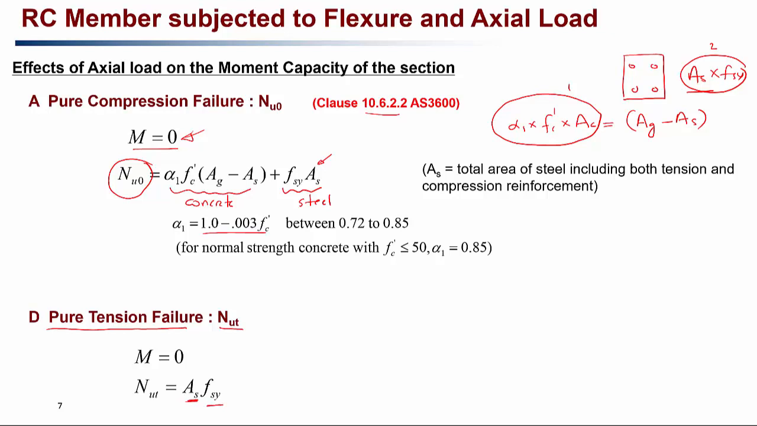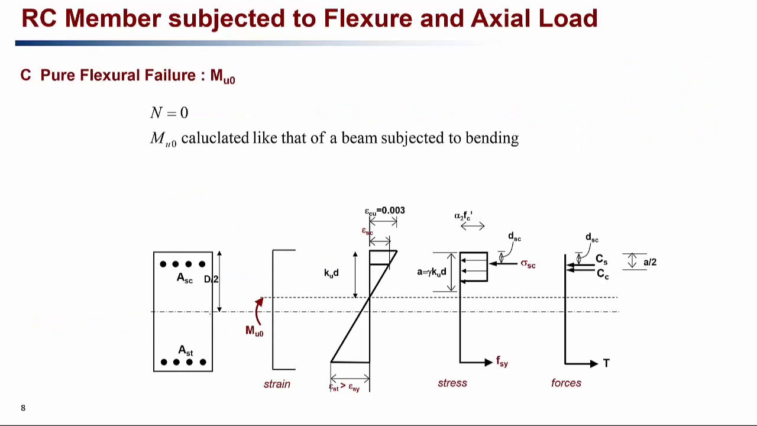Now area of steel, again, we take into account all the 4 reinforcement in this example. So all of the area of that 4 reinforcement is AS multiplied by FSY. That gives us the tensile capacity of the concrete column, because we are not taking the contribution of the concrete in the tension capacity.